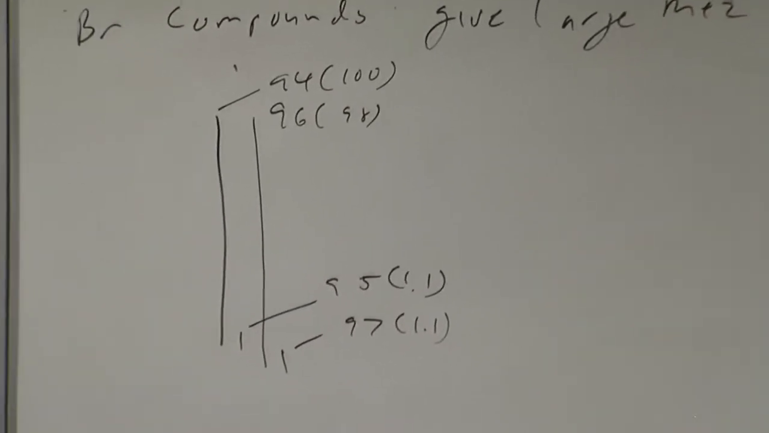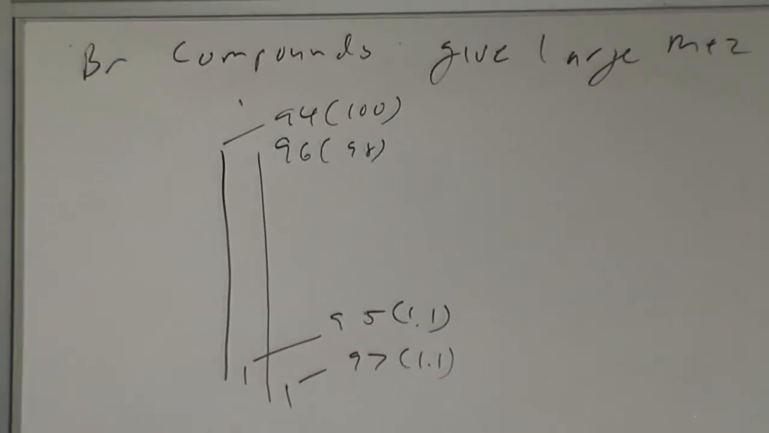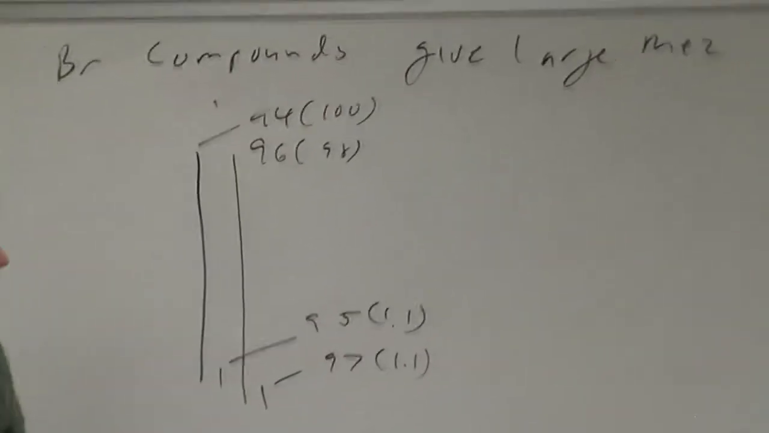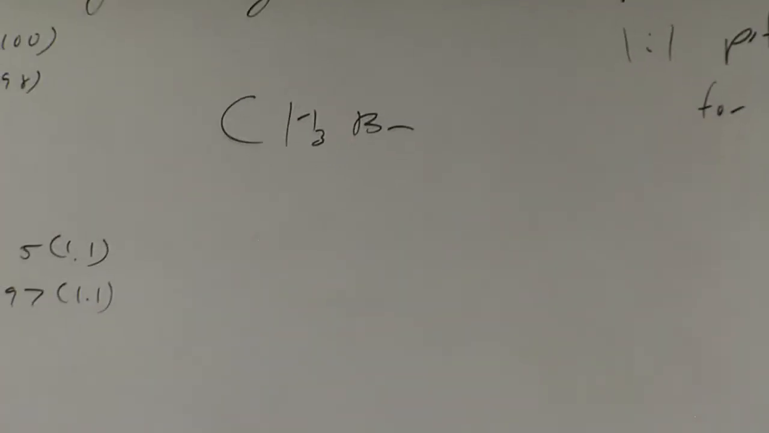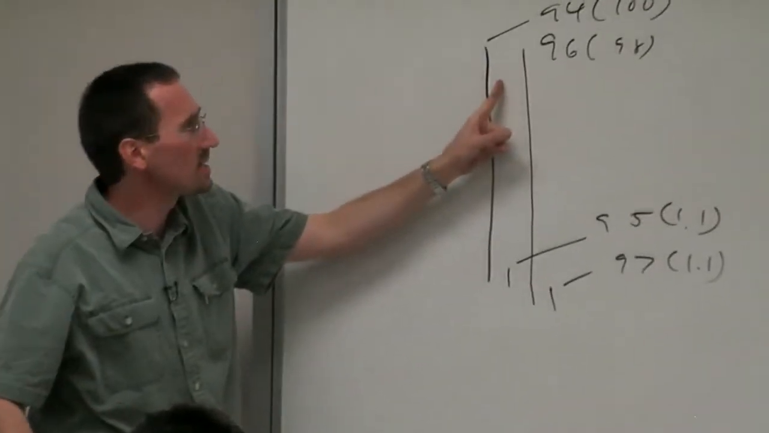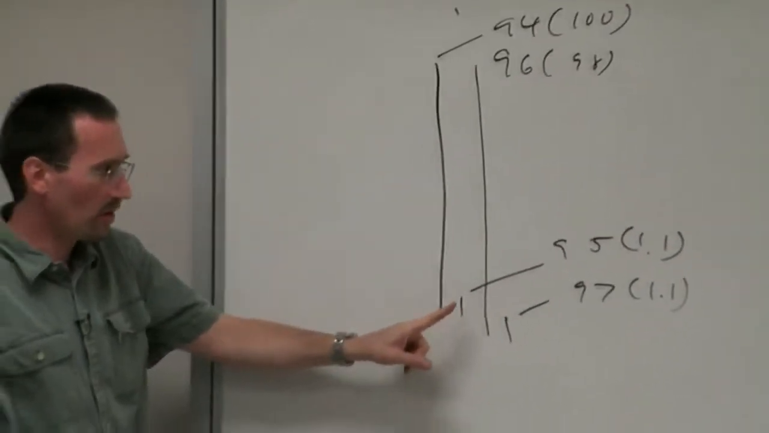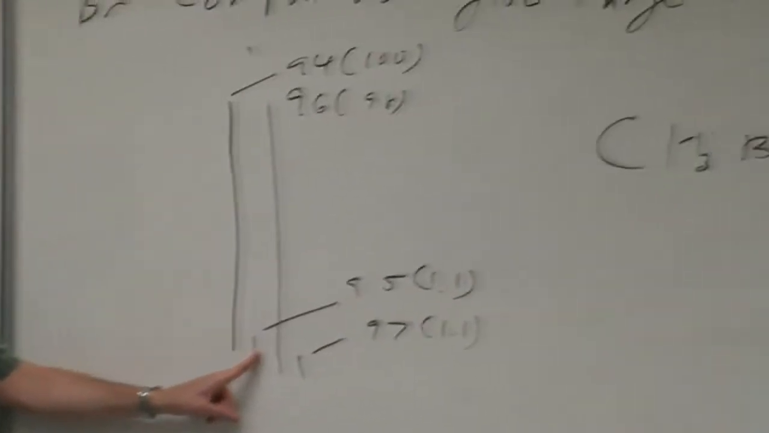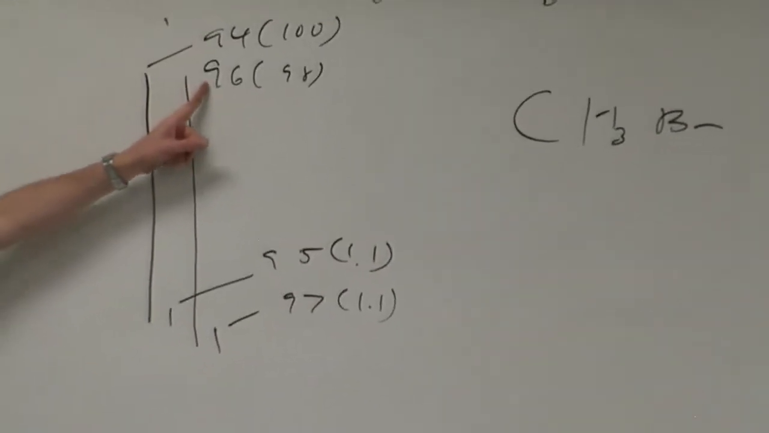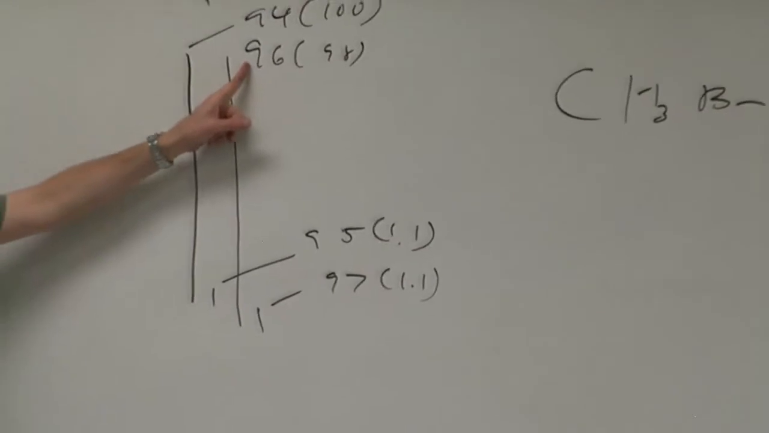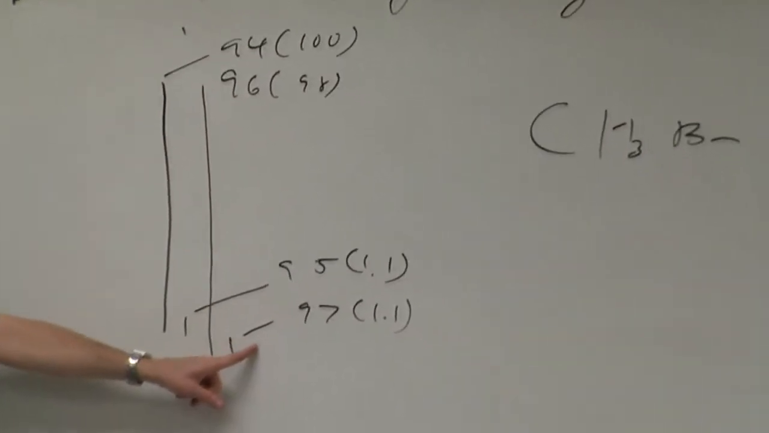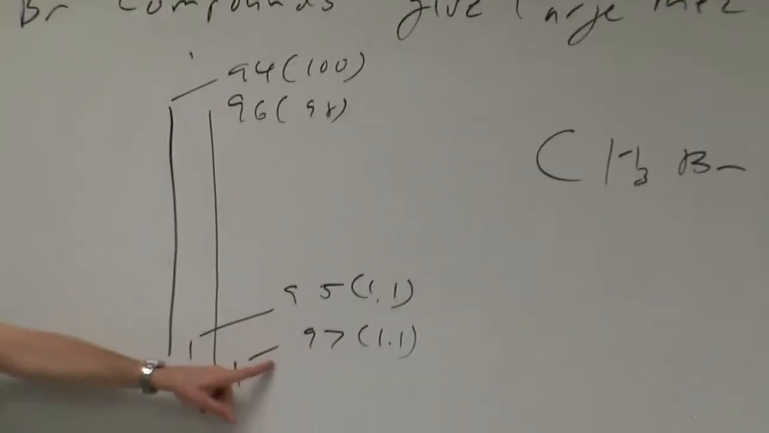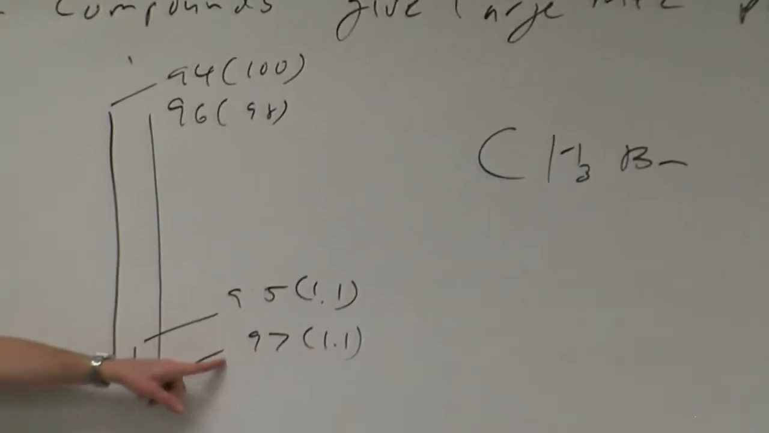Who am I? Methyl bromide. And of course, here is your C12 Br79 isotopomer. Here's your C13 Br79 isotopomer. Here at 96 is your C12 Br81 isotopomer, and here at 97 is your C13 Br81 isotopomer.